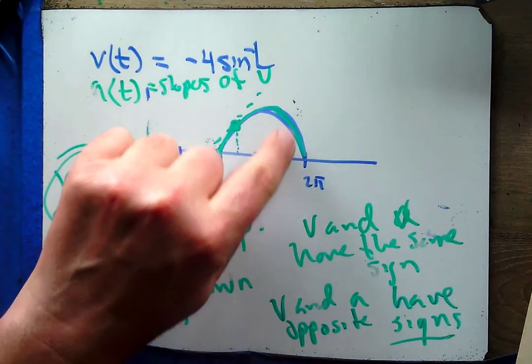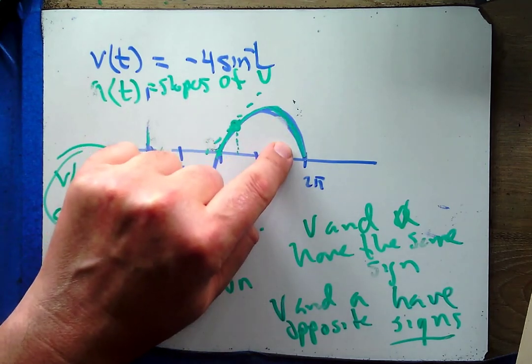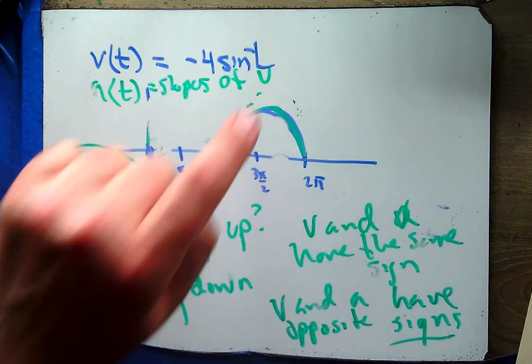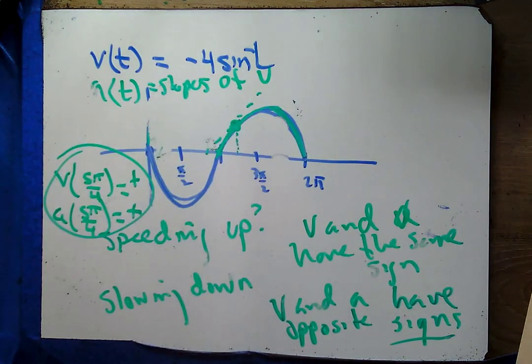So for example, over here at 7 pi over 4, I see velocity is positive, but I see a negative slope there, because I have a negative acceleration, the slopes on velocity, and a positive velocity. Since those signs are opposite, I know that the object is slowing down.